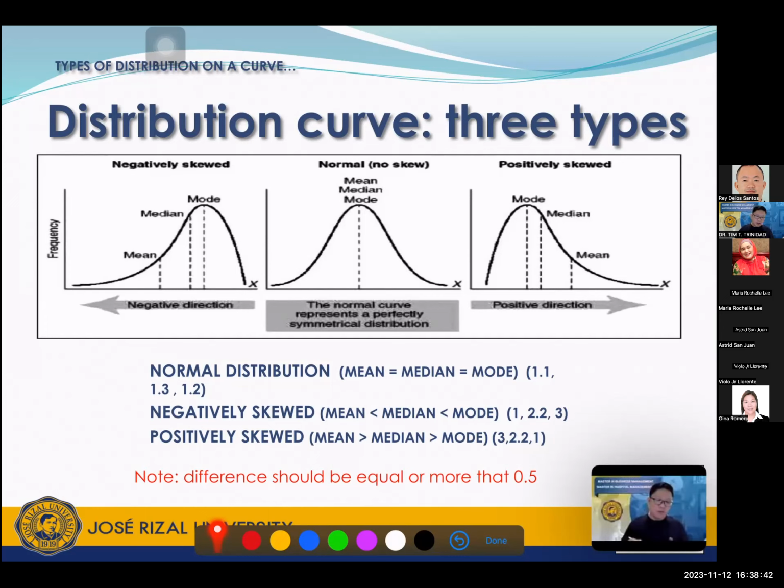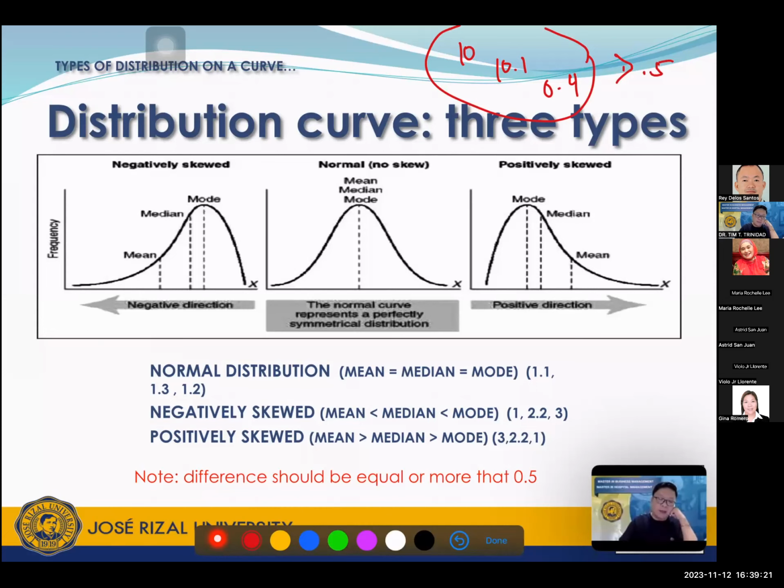Okay. So, Doc, gumawa ako ng computation, yung mean ko, yung median and mode, hindi naman sila parehas. Pero ang difference is hindi naman sumobra sa 0.5. Okay, kunyari ang mean mo is 10, tapos yung median mo is 10.1, yung mode mo is 10.4. Normal. They are still normal kasi the difference is not more than 0.5.